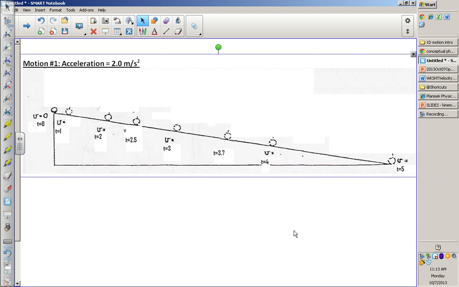1 second later, could we figure out how fast it's going? Okay, that's pretty easy, right? Because for every second that goes by, we said it's going to, in this case, increase by how much? 2 meters per second. So the velocity after 1 second is going to be 2 meters per second. Clear enough? Then, after 2 seconds, what's its velocity going to be? It's going to be 4 meters per second.